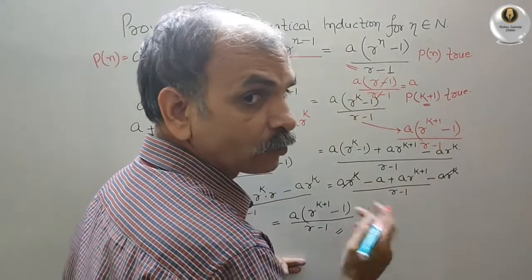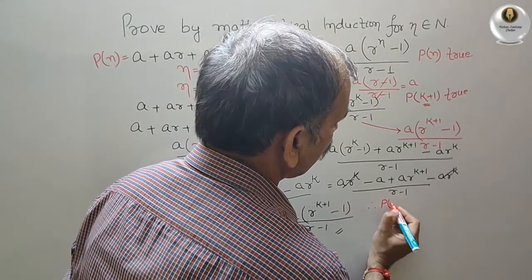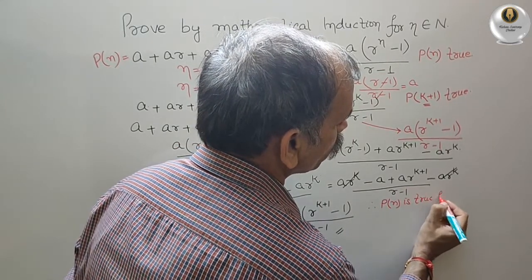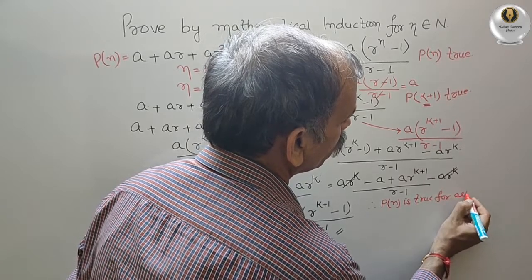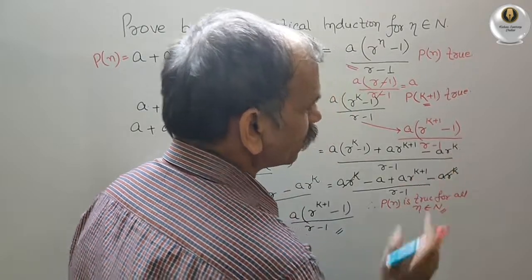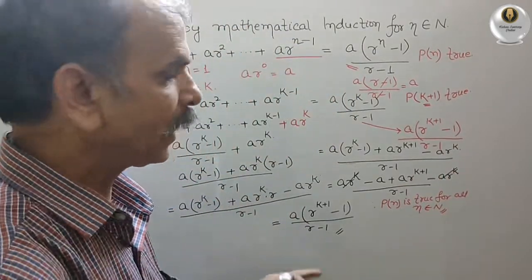Therefore, we can write it as: Pn is true for all n belongs to your natural numbers.